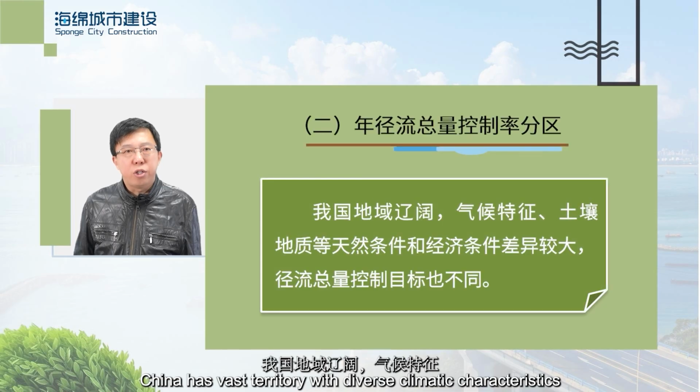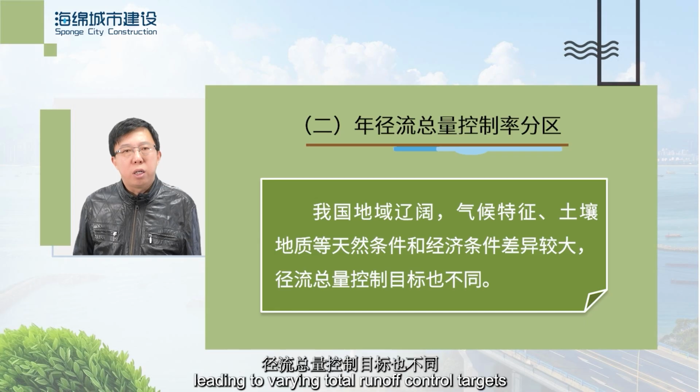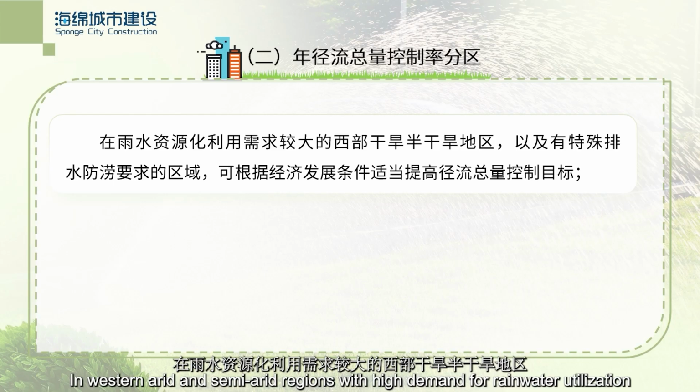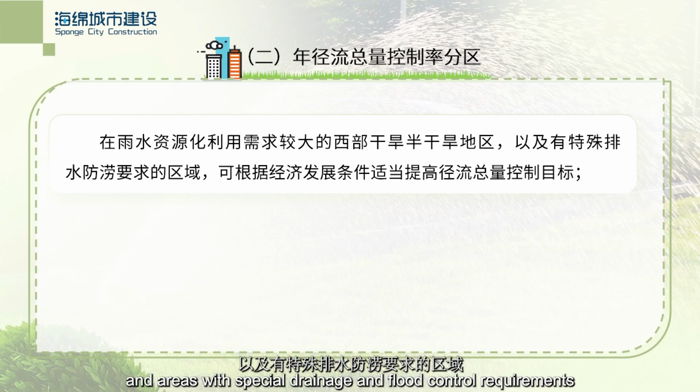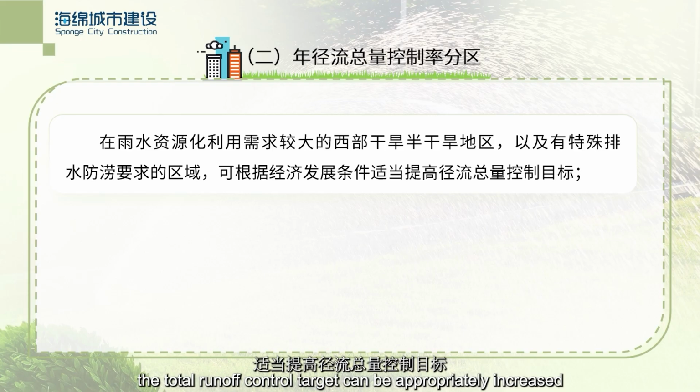China has vast territory with diverse climatic characteristics, geological conditions, and economic situations, leading to varying total runoff control targets. In western arid and semi-arid regions with high demand for rainwater utilization, and areas with special drainage and flood control requirements, based on economic conditions, the total runoff control target can be appropriately increased.